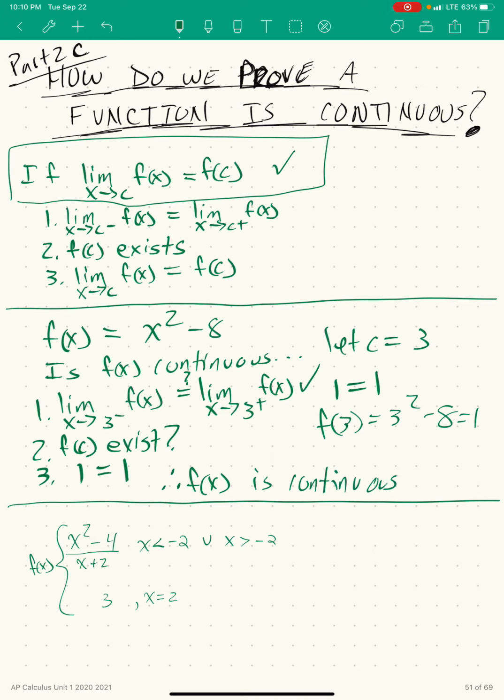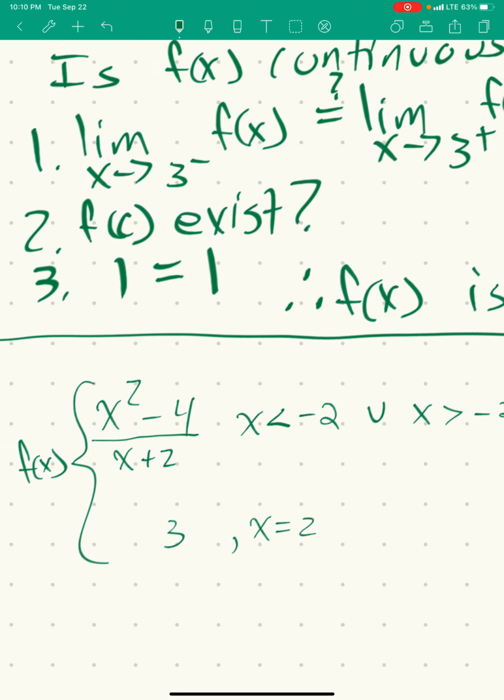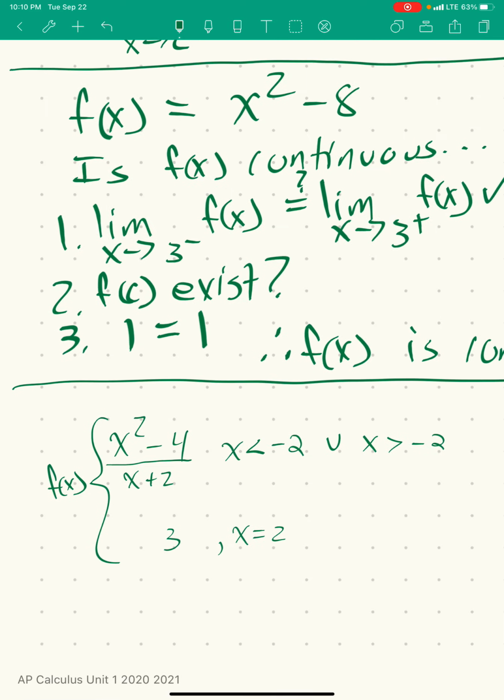So as you can tell, that was a pretty simple example. The question is, will this always be true? You'll most likely see this as an AP problem where they're asking you in some way, shape, or form to investigate continuity. So let's take a closer look at this little guy right here at the bottom of the screen. This is a piecewise function, f of x. In this scenario, f of x equals x squared minus 4 over x plus 2. And it also equals 3.